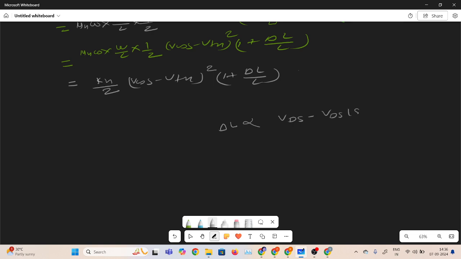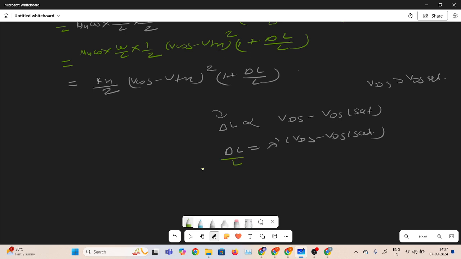Because of that, in the saturation region, if we increase the VDS further beyond VDS sat, then the penetration of the depletion layer will start. This is the depleted channel length, which we can observe. So this is the delta L. For the constant, I am introducing lambda dash into (VDS minus VDS sat), and I am dividing both sides by L.